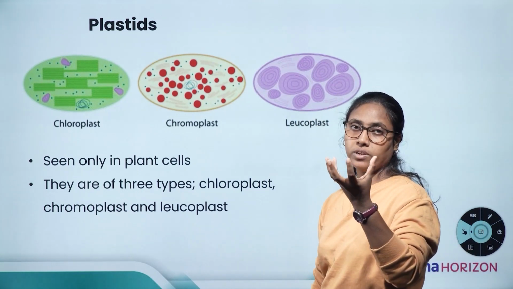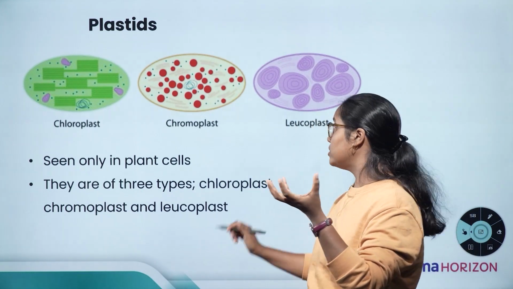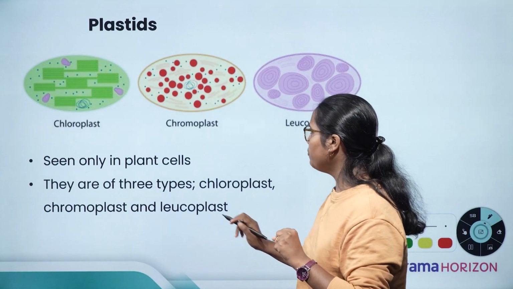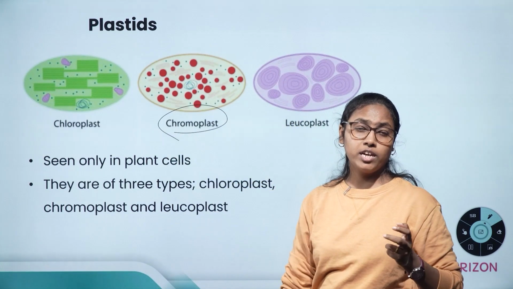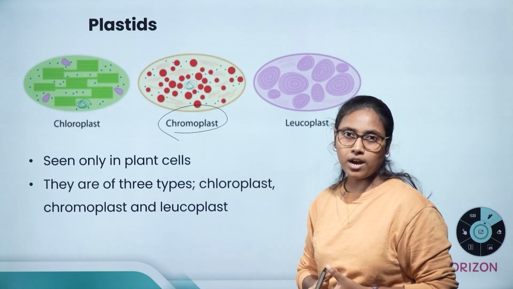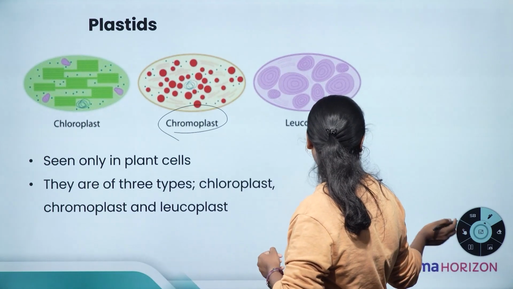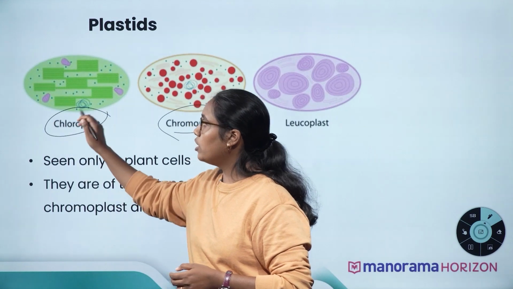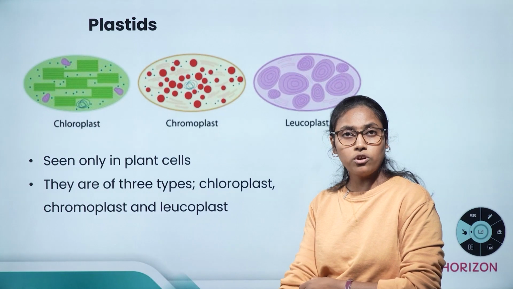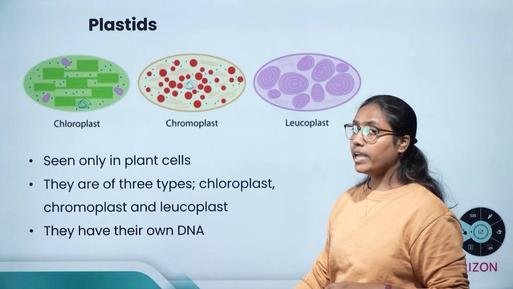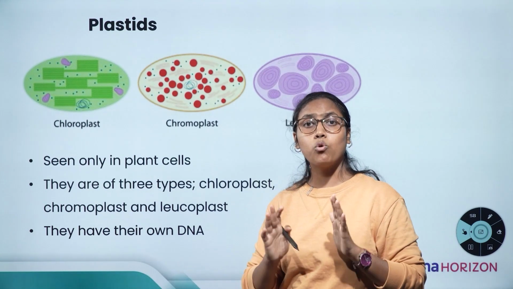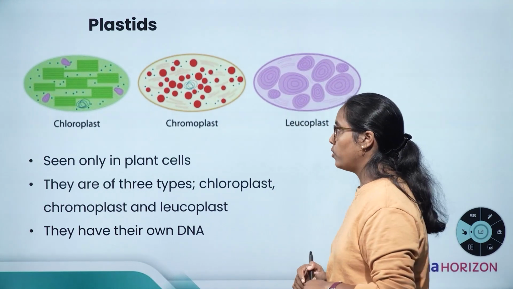If you take a potato, it has more of leucoplast, okay, there is no color, it stores starch in it. If you take a hibiscus flower, the petals are brightly colored, they have more of chromoplast. If you take leafy vegetables, they are green in color, okay, they have more of chloroplast. So the different types of plastids do different kinds of functions. Now, similar to mitochondria, they also have their own DNA in them. Okay.